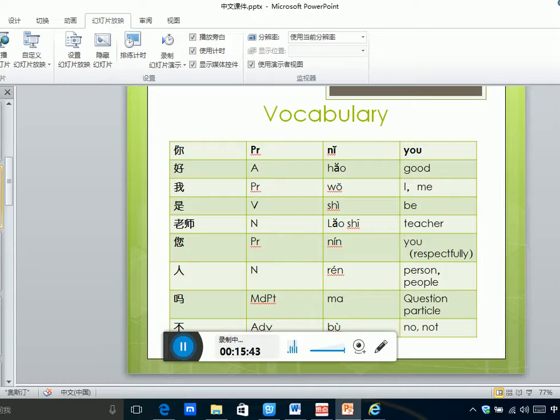And for the third word, 我. This word is a bit complicated to write. 我 meaning I or me.